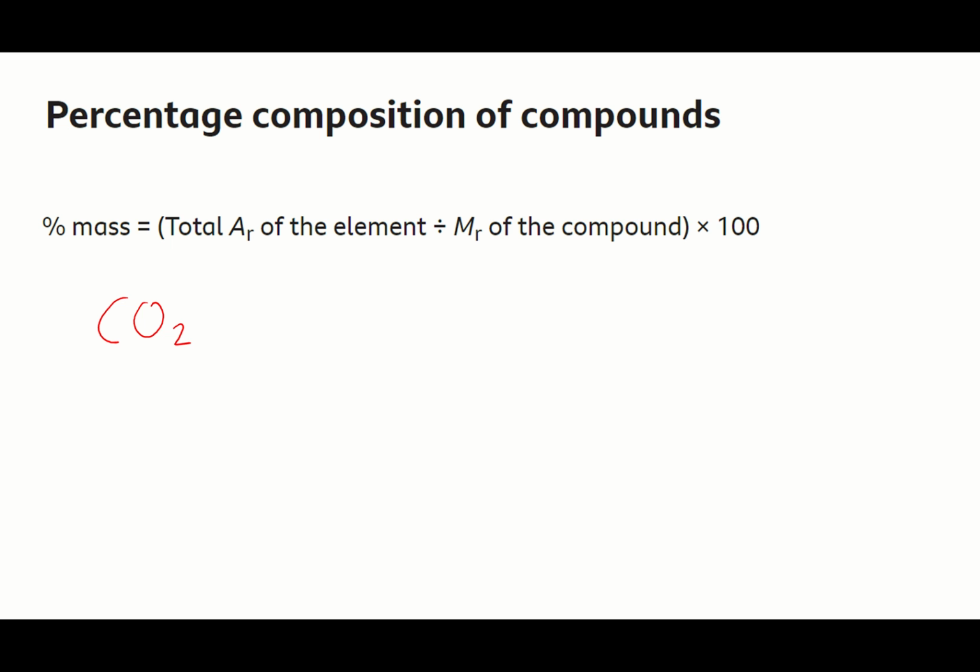So if I said how much carbon in terms of percentage is there in carbon dioxide, the first thing I need to know is the relative formula mass. So the RFM, this is 44. Now we worked this out previously in the last video, so you can watch that again. It's just calculating the individual masses and adding them up.